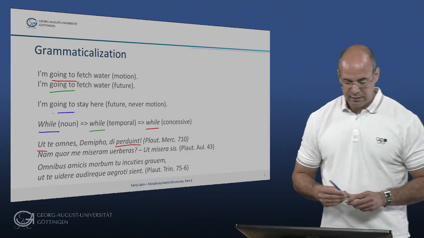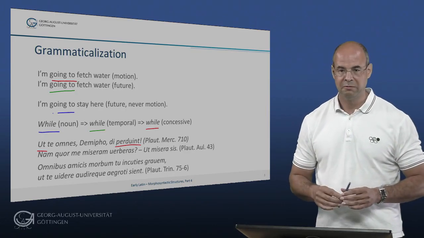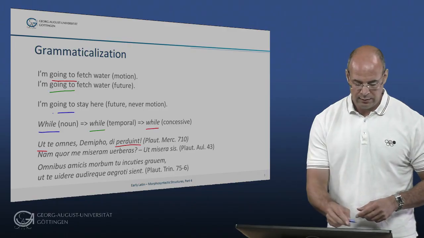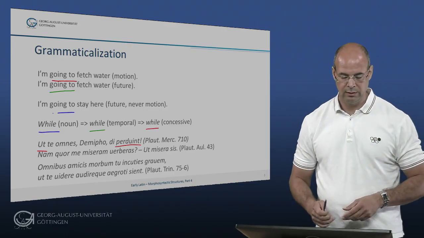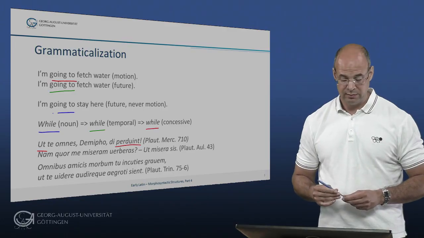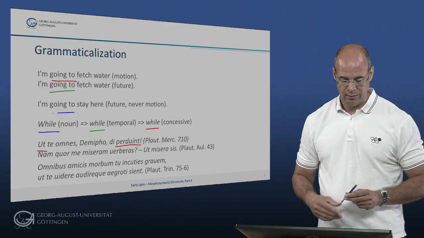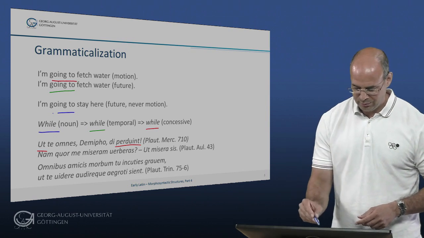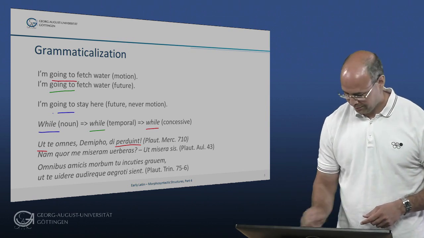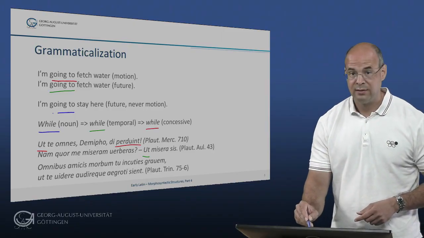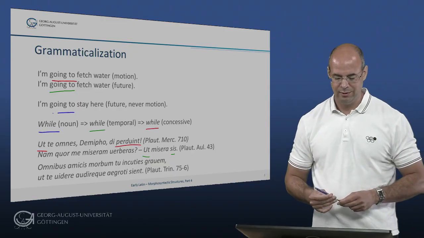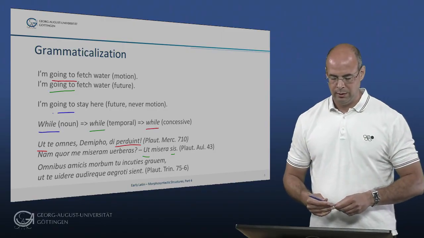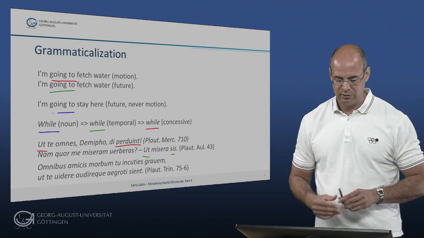Here we have, in my next example, a proper final clause, where we can still see some sort of deontic modality. So we have one person asking, Nam quor me miseram verberas? Why are you hitting me, wretched person that I am? And the person doing the hitting says, ut misera sis, so that you are a wretch, in order that you are a wretch. It's very clearly intentional. We have deontic modality and we get a subjunctive.